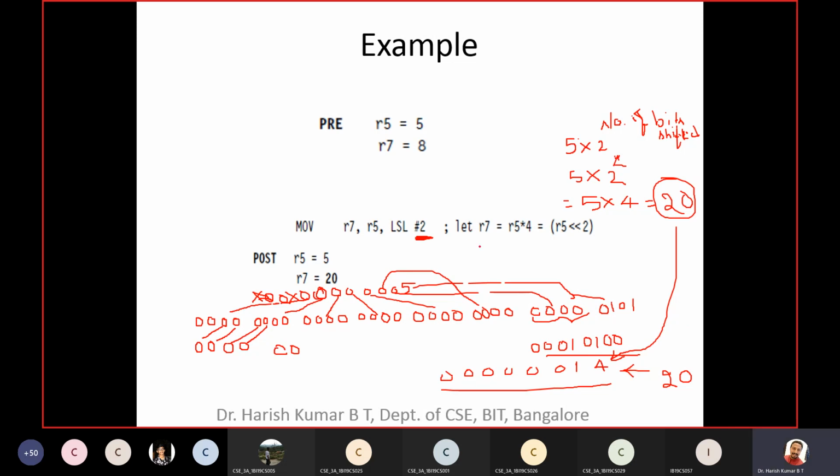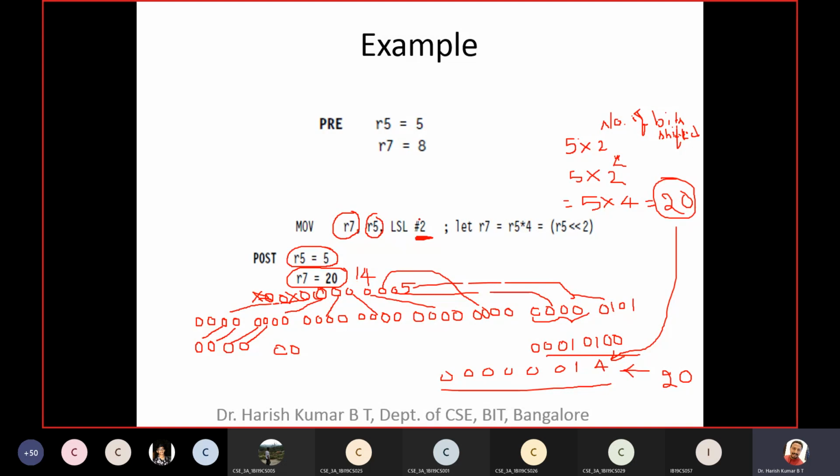So this is the example. Now, if I ask you a question, 14 is the value that gets loaded, that gets moved to the register R7. Now what will be the value in R5? Is it still 5 or is it 14 here also? It is 5 here. So the post condition you can see here. Only R7 gets the value 20 or hexadecimal 14. The destination register, but in R5 it is still the same old value, that is 5. So clear, right?